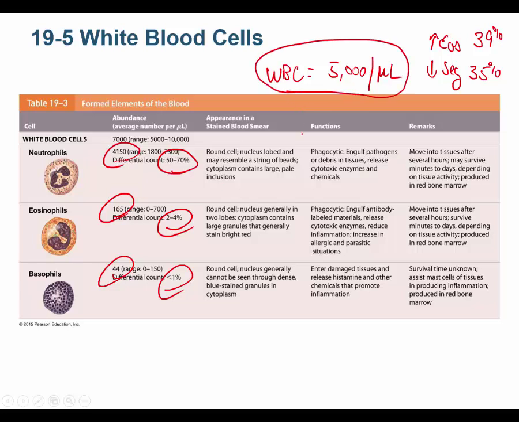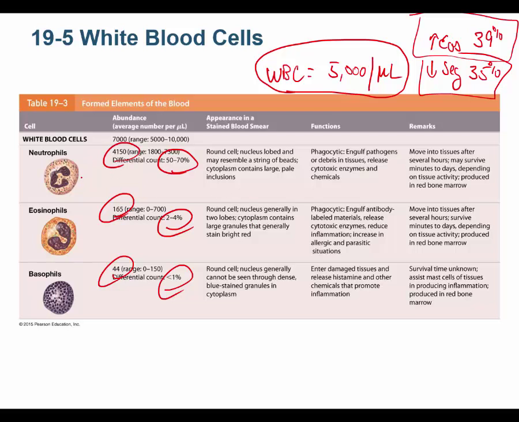Exactly. You have to be able to see a difference in relative counts, percentages, and absolute counts, and see if there's an abnormality. Because just because the EOs went up doesn't mean that your white blood count went up, or it could be that your EOs went up and your white blood count went up. It could change the relative count, or it might not change the relative count.